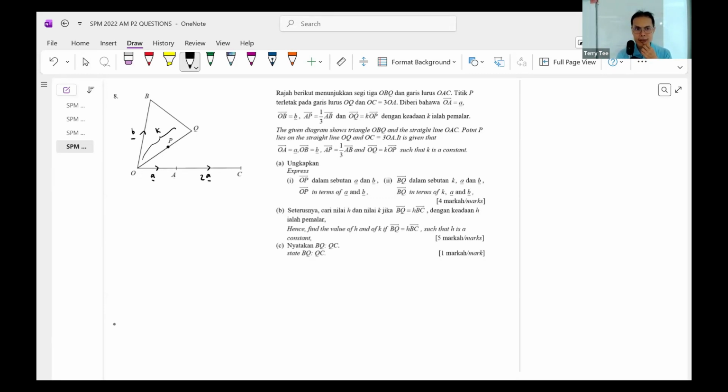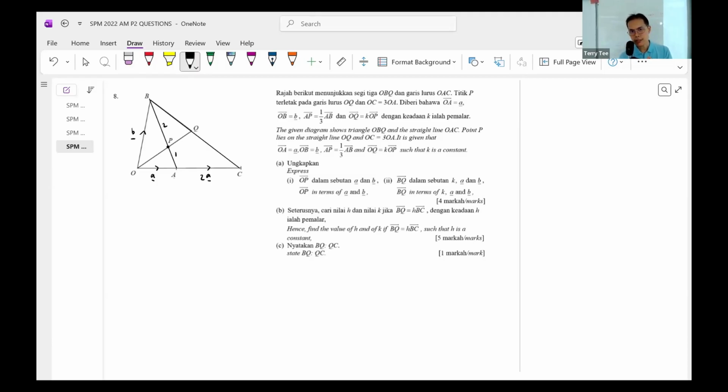AP is 1/3 of AB. Okay, maybe I join this together. It's easy to see. AP is 1/3. Actually, essentially, these things all join together, you know. You notice this actually joins together, right? So I complete the diagram, easier to see. This is 1, this is 2, right?